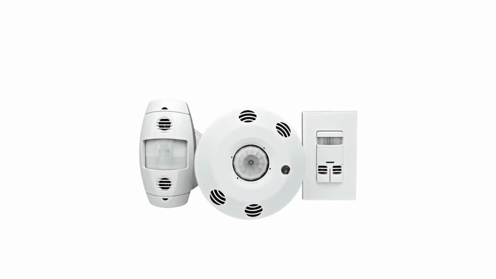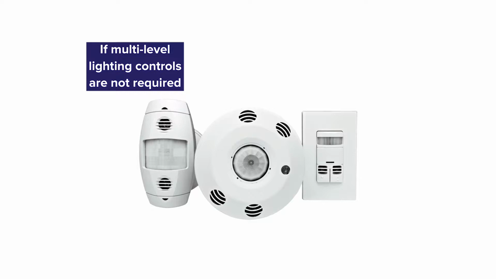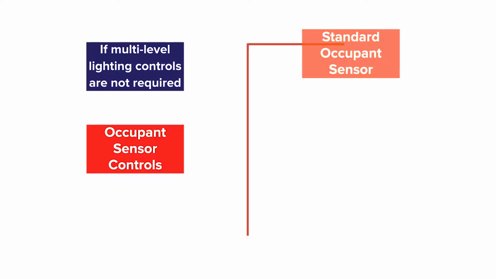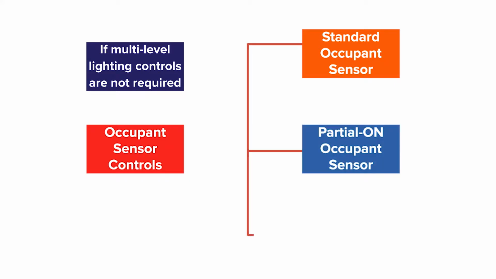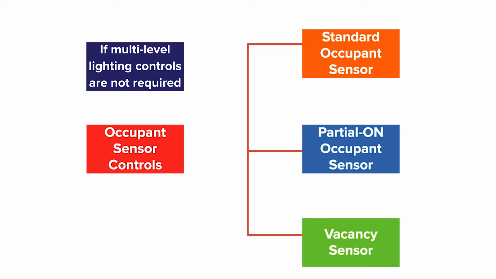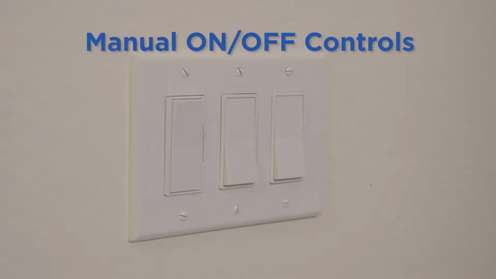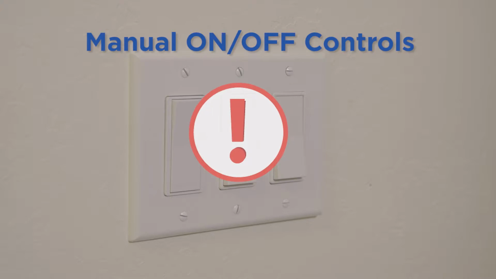If the lighting in these areas is not required to have multi-level lighting controls, the occupant sensing controls must function either as a standard occupant sensor, a partial on occupant sensor, or a vacancy sensor. A standard occupancy sensor automatically turns all the lights on when a space is occupied and off when it's vacant. In addition, regardless of the occupancy control type, manual controls must always be available to occupants.